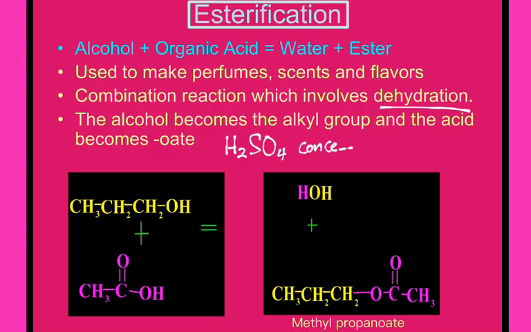And then for some little information, the alcohol becomes the alkyl group. So the alcohol becomes like the branch. And the acid becomes noate, like methanoate, ethanoate. You did those things, am I right? Okay, so I put that in yellow. The yellow one is the alcohol. Can you see the alcohol is there? It's at the end.